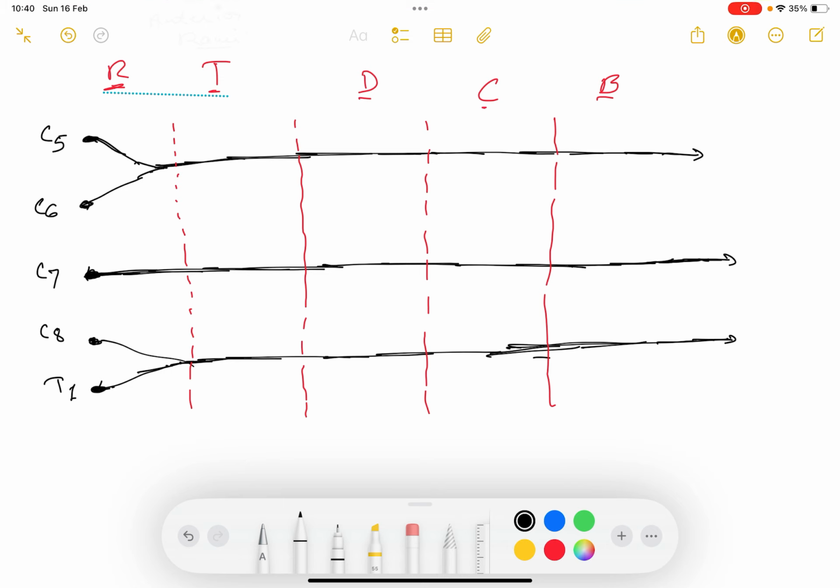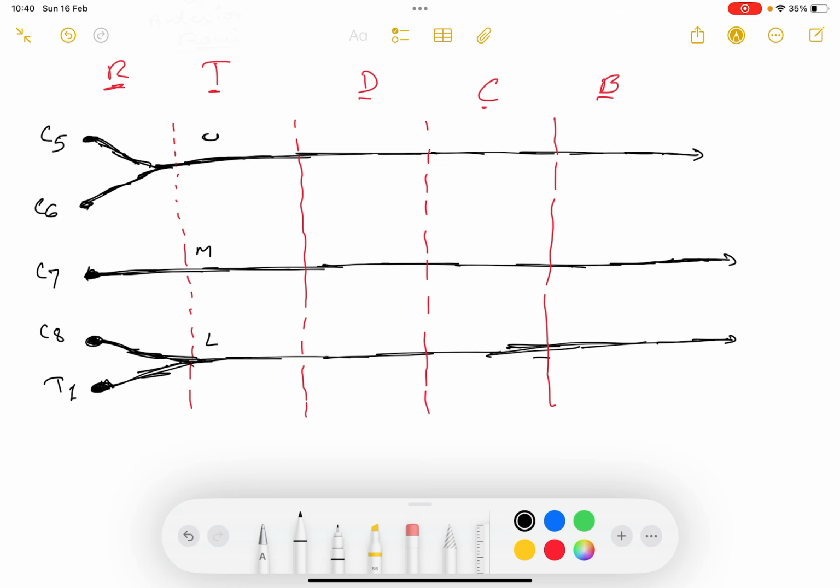So how is the trunk formed? The upper trunk is formed by the upper 2 roots, right? So this is my upper trunk, and the middle trunk is formed by the single root C7. The lower trunk is formed by the lower 2 roots. Let's see here, these are the lower 2 roots. So this is my lower trunk, right?